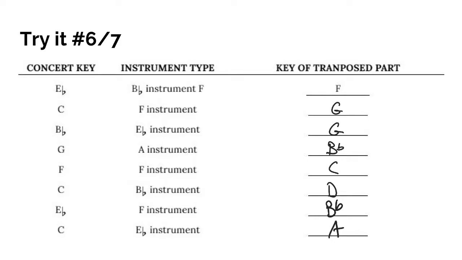Okay, we have an A instrument, concert key of G, you write up a minor third. Okay, so we have an F instrument in the key of F. You write a fifth up, which is C. Concert key of C, we have a B-flat instrument. Okay, so you write up a whole step, which is D. We have an E-flat, which is an F instrument. Okay, you write up a fifth, which is B-flat. Concert key of C, E-flat instrument, you write down a minor third, which is A.